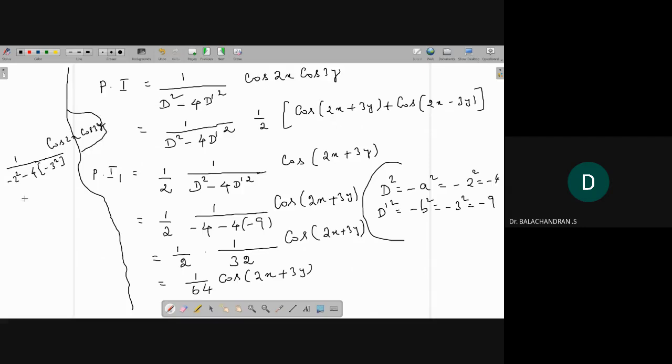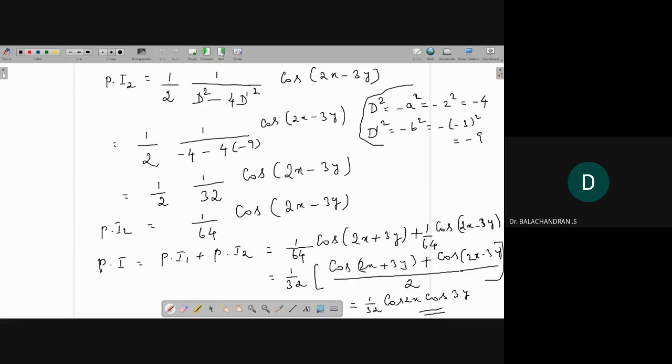Cos 2x into cos 3y. So you'll get 1 by minus 4 plus 9 into 36 into cos 2x into cos 3y. So you'll get 1 by 32 into cos 2x into cos 3y. So I think we'll get the same answer. Please check it. So 1 by 32 into cos 2x into cos 3y.